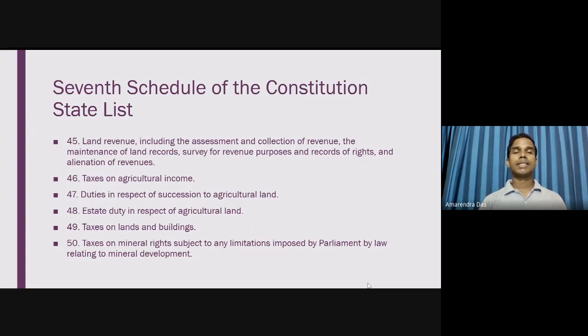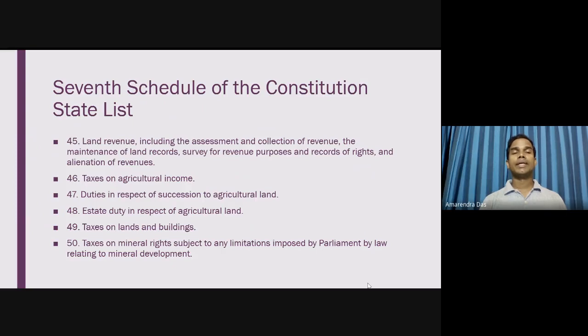Then we have duties in respect of succession to agricultural land. Then we have estate duty in respect of agricultural land. Then taxes on lands and buildings, and taxes on mineral rights subject to any limitations imposed by the parliament by law relating to mineral development. I should clarify this point, that in the case of mineral rights, since the states are the owners of the land, they get the revenue that comes from the minerals, which is called royalty. However, the royalty is determined by the union government.